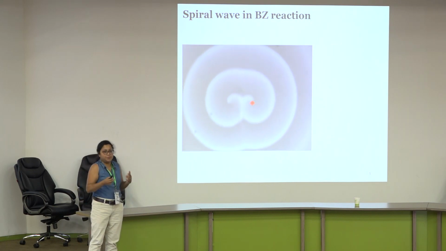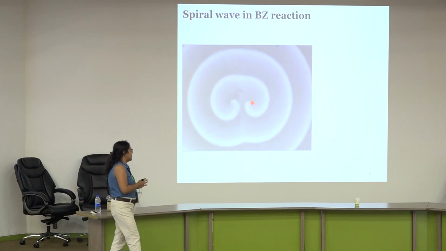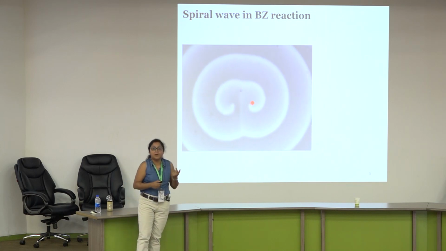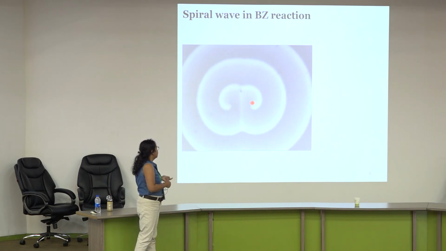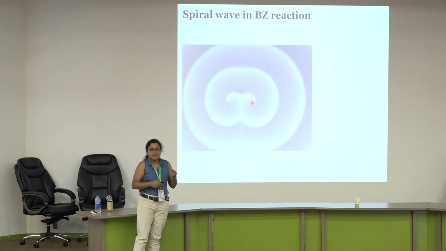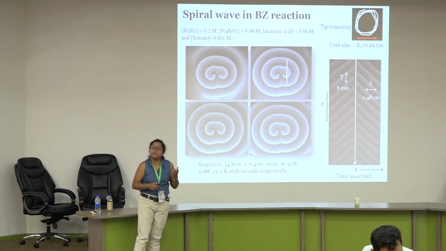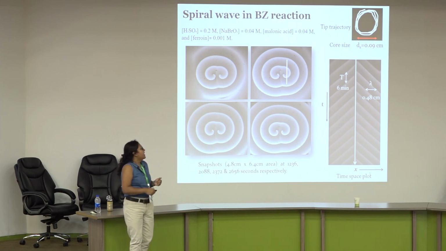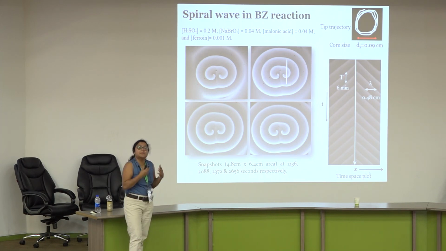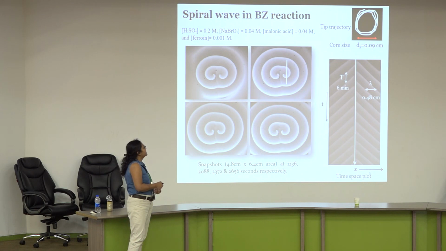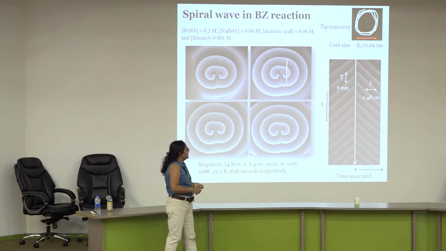This red dot has been put by us later on to show you that the tip of the spiral in the BZ medium rotates around a geometry which is circular in shape. This can be defined to be the core of the spiral, and the core size depends on the chemical recipe that we choose. For this case, it is 0.09 centimeter, and we can also determine the time period and the wavelength of the waves.